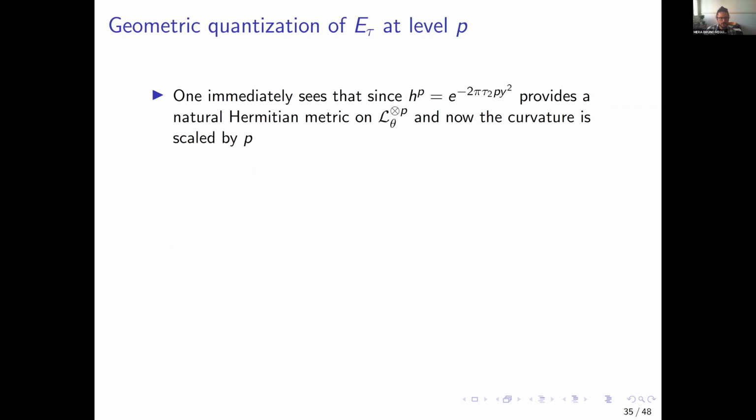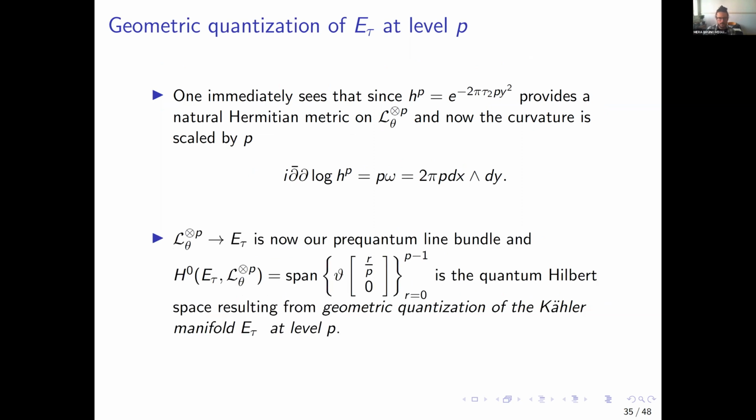And one immediately sees that since h to the P provides a Hermitian metric to here, now the curvature is scaled by P. And what you did was to rescale the symplectic form, basically. And this line bundle is now our pre-quantum line bundle, and this vector space, which you obtain by spanning these functions, is the quantum Hilbert space resulting from geometric quantization of the Kähler manifold at level P.